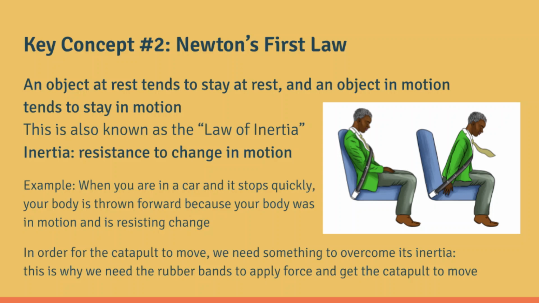We need to understand this law when building the catapult. In order for the catapult to move, we need to apply something to overcome its inertia, because it's at rest and wants to stay at rest. This is why we add rubber bands, so that we can apply a force and get the catapult to move and launch our object.